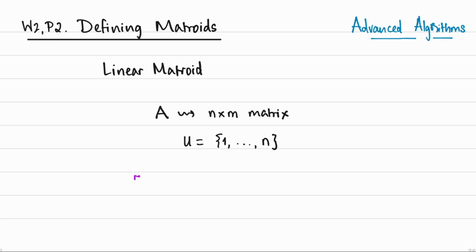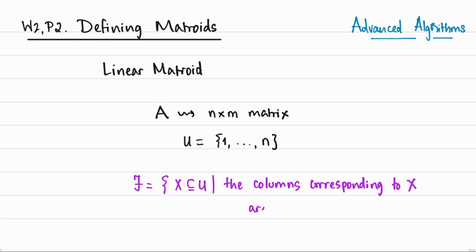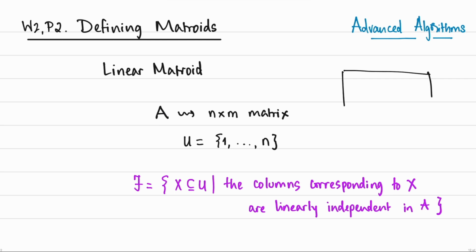and our family is going to consist of subsets of the universe which are such that the columns corresponding to this subset are linearly independent in A. So A is a matrix which has n rows and m columns. And I think I have a typo here, so the universe is better thought of as being 1 to m. So that's one element corresponding to each column of the matrix A.